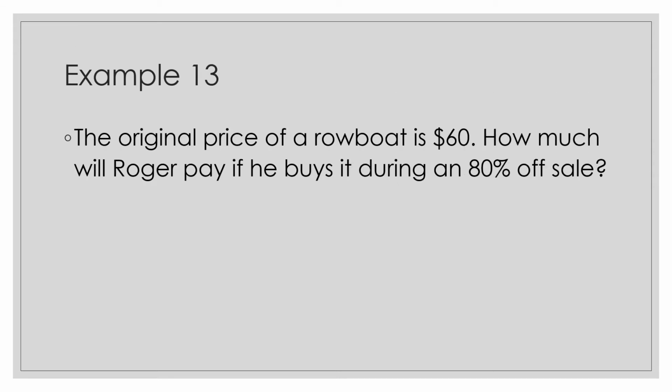Okay, the original price of a rowboat is $60. How much will Roger pay if he buys it during an 80% off sale? Okay, so remember, you're familiar with this 80% off, that's finding a discount. Some of you know how to solve this problem using 20% so that you don't have to go back and subtract that discount. If you're comfortable doing that, then by all means do that. If not, for getting 80% off, then we're finding 80% of the original amount, which is $60. So we write that as 0.80 multiplied by 60. And 0.80 multiplied by 60 is $48.